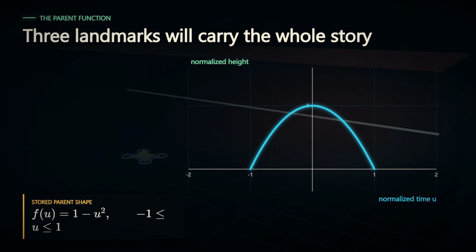Call the stored curve f of u equals 1 minus u squared, used only from u equals -1 to u equals 1. Think of u as normalized time. The curve begins at (-1, 0), reaches its vertex at (0, 1), and returns at (1, 0). These 3 landmarks will let us track every transformation.